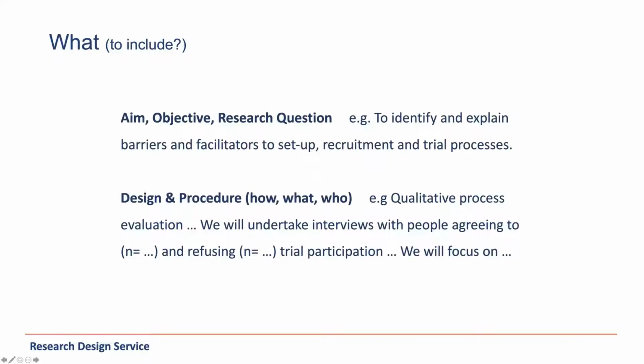It's generally going to be an objective. You're going to have 2, 3, or 4, depending on what's going on. But I'll just give you an example: to identify and explain barriers and facilitators, to set up recruitment and trial processes, which is pretty typical for loads of that kind of stuff. So you've got some keywords there: identify and explain, barriers and facilitators, which is quite old language these days. We would probably describe determinants around those kinds of things.